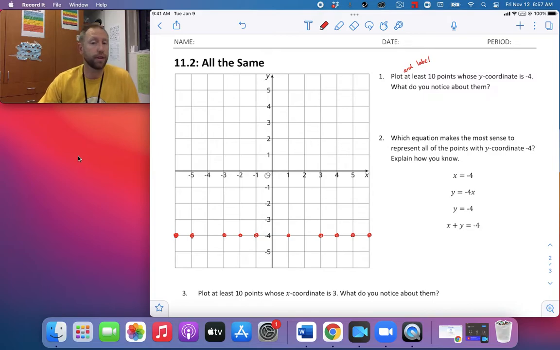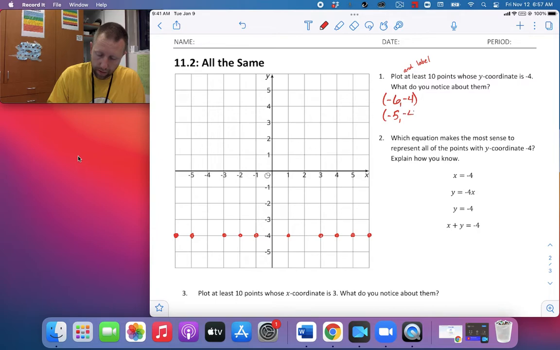But then I asked that you also write out those ordered pairs, right? So I'm going to do that. My ordered pairs are, my first one is (-6, -4), and then (-5, -4), and then (-3, -4).